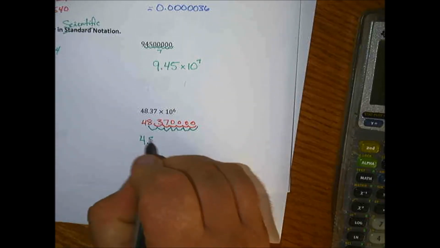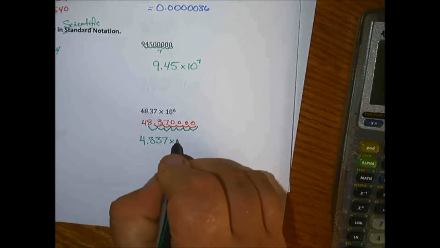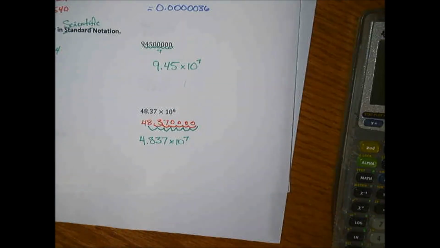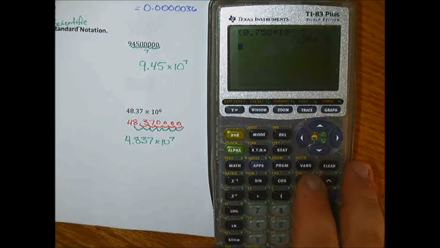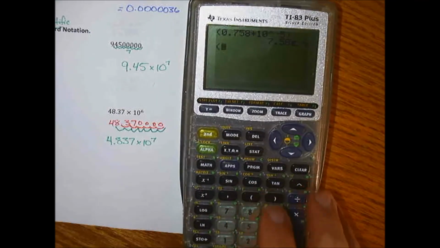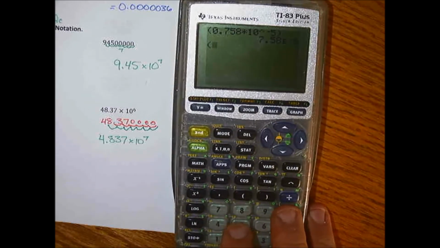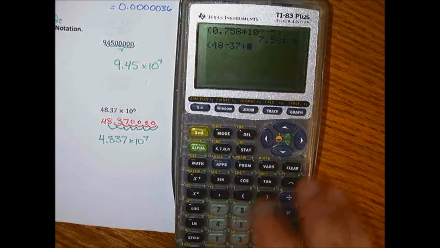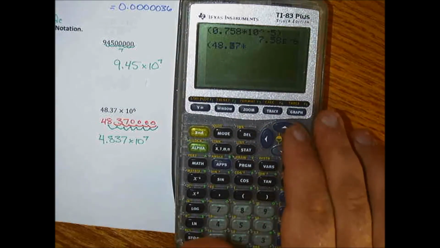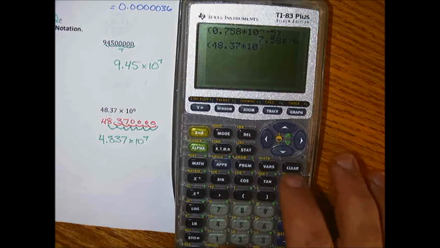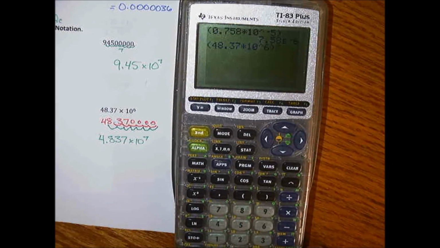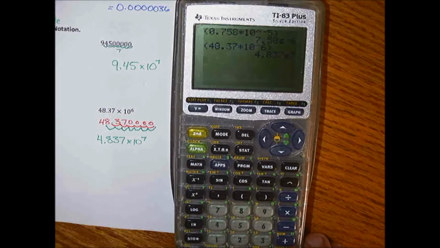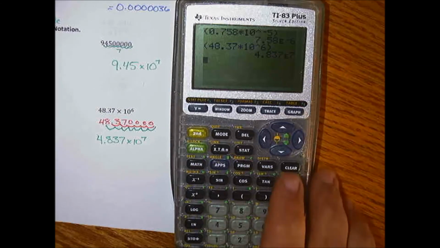And I should get 4.837 times 10 to the 7th power. Let's rewrite this in here and make sure it works. Remember, use parentheses because it just makes life easier whenever you do. So I have 48.37 times, oh, that was a negative, not a decimal, times 10 to the 6th power. And if I just hit enter, I get 4.837 e to the 7th.